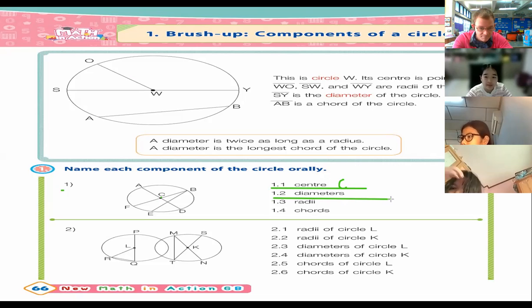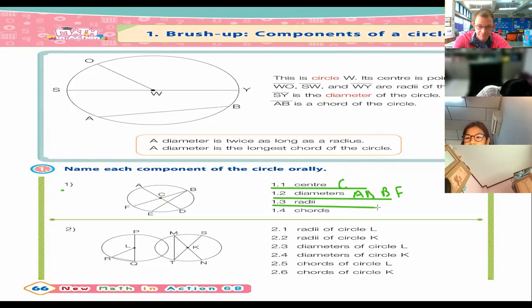Very good. The diameter, which letters show us the diameters? AD and BF, excellent. Those are the two lines that make up the two diameters. Now, radii is also a different word for radius. It means exactly the same.